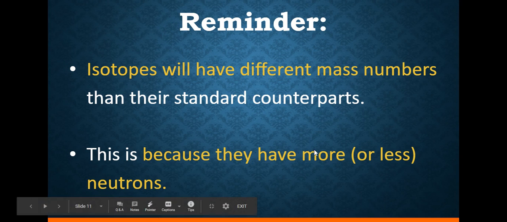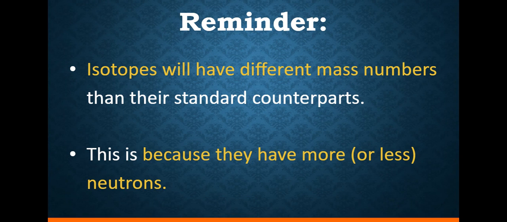Just a quick reminder, isotopes will have different mass numbers than their standard counterparts. So for example, just to go back to the example of neon, where our isotopic notation was Ne-21, even though neon's typical mass number is 20. The reason why isotopes have different mass numbers is because they have more or fewer neutrons.